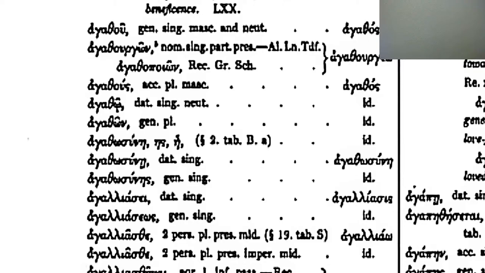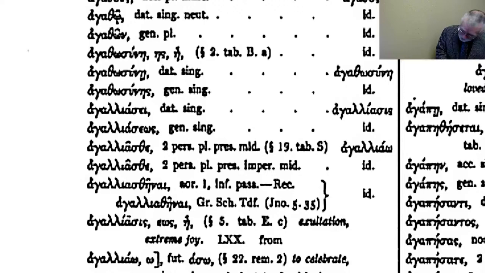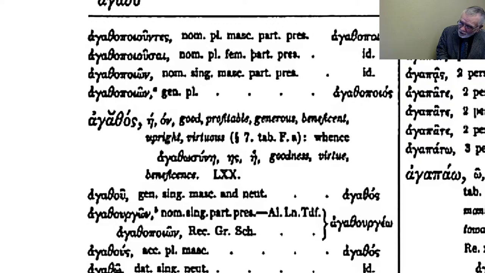So you want Agathos. You're close. I got Agathos right here. It's the fifth word down from the top. Okay, let me go the other way. Agathos. There it is. Okay. Good: profitable, generous, beneficial, upright, virtuous.